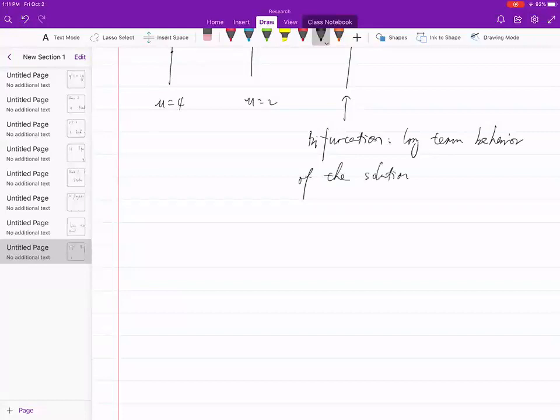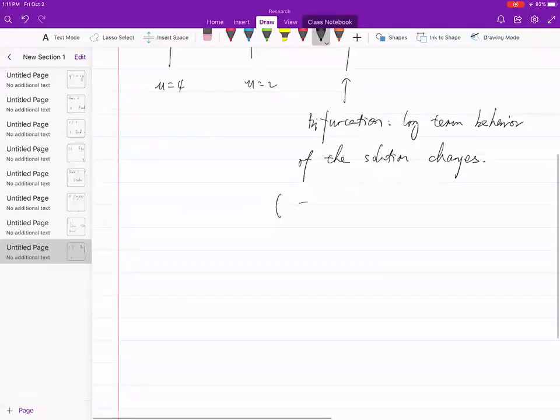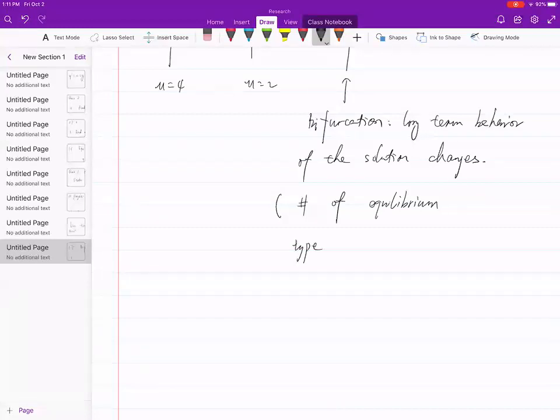For now, when we say long-term behavior, we particularly mean the number of equilibriums changes, from no equilibrium to 2, or the type of equilibriums changes. Something changed from a sink to a source, or from a source to a sink or node. That's what we mean by a bifurcation happens.